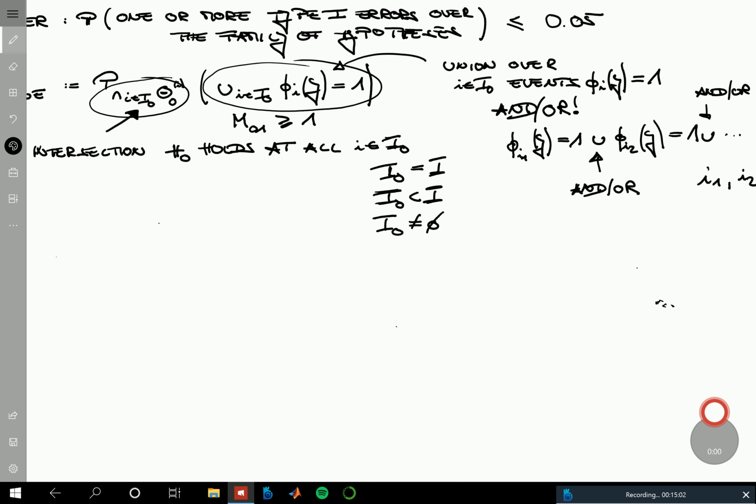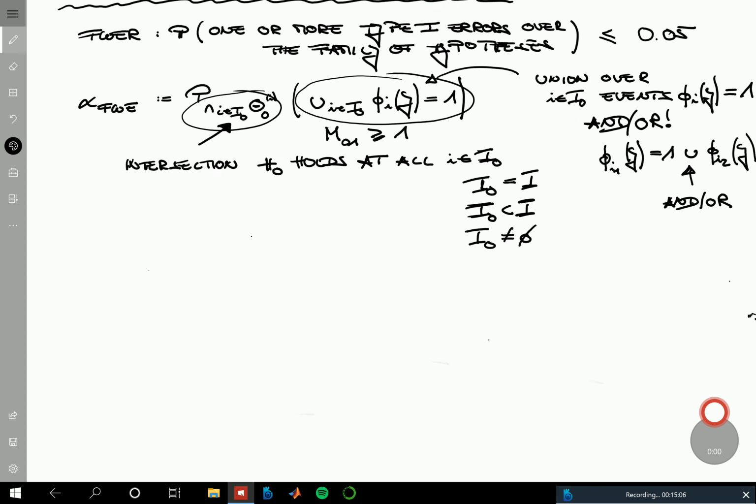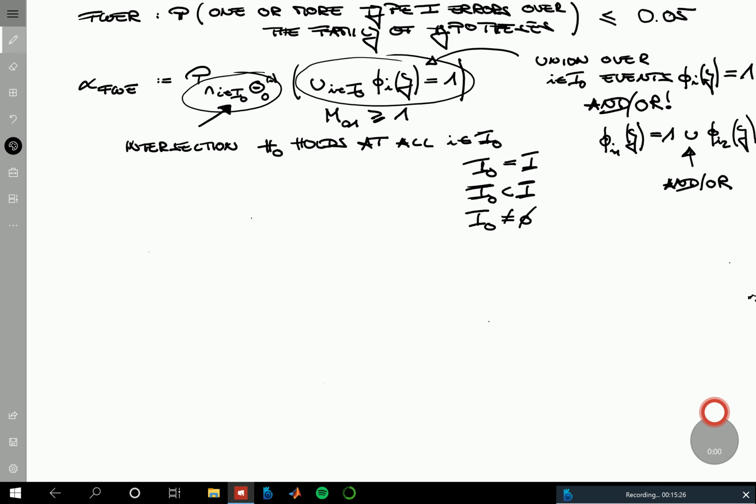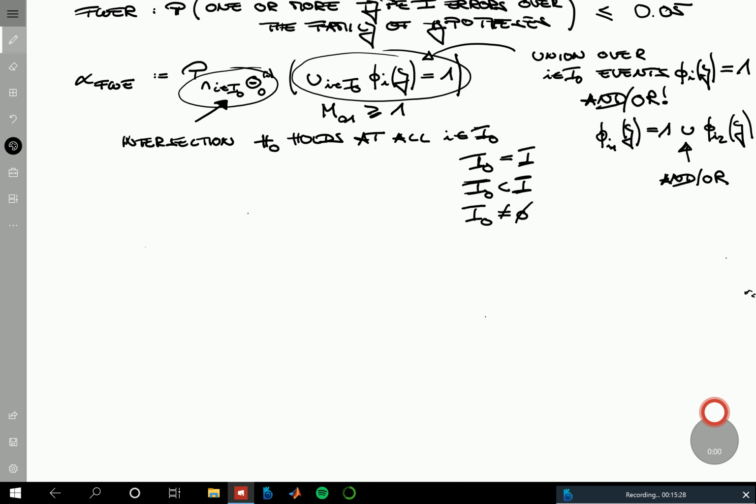Good, that seems to be roughly clear. Now, this is just again the definition of the error rate. It's not about controlling it yet, and it's not about significance level. This is just the error rate, like the size of a test, which is the probability for type 1 error. Here we're talking about the probability of one or more type 1 errors over the set of hypotheses. And now we want to control it using a significance level.